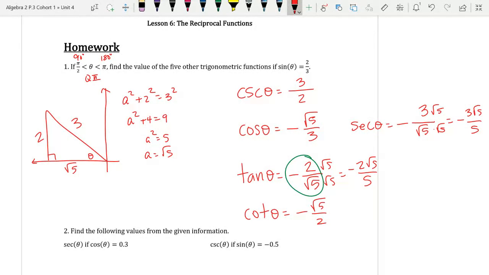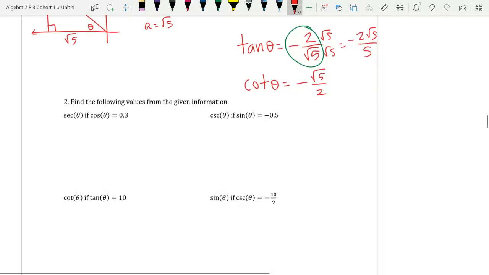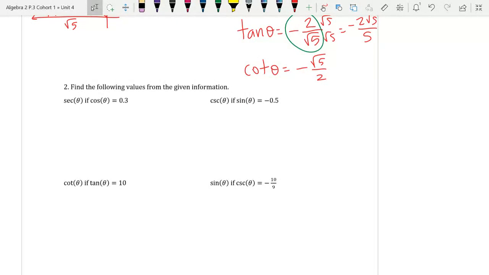All right. Number 2 says, find the secant if the cosine is 0.3. 0.3 is really the fraction 3 over 10. So the secant is the reciprocal of that, so that would be 10 over 3. Knowing that you can change decimals to fractions, hey, look at that. We just did this pretty easily.